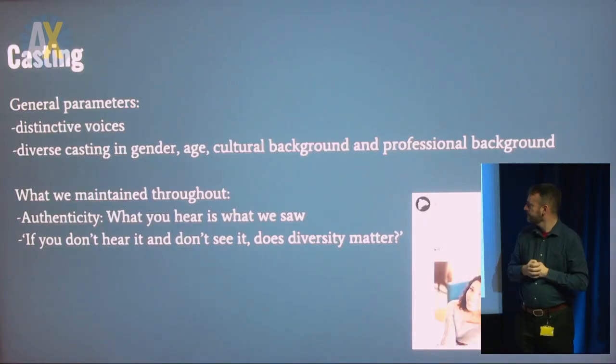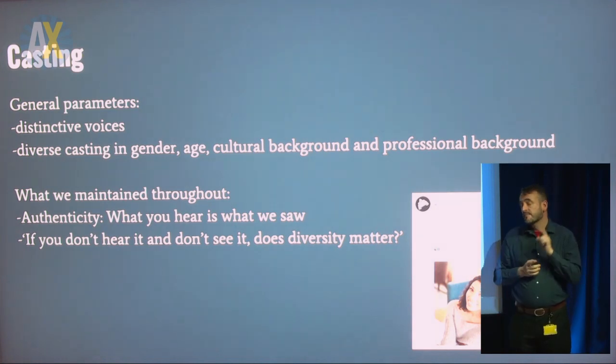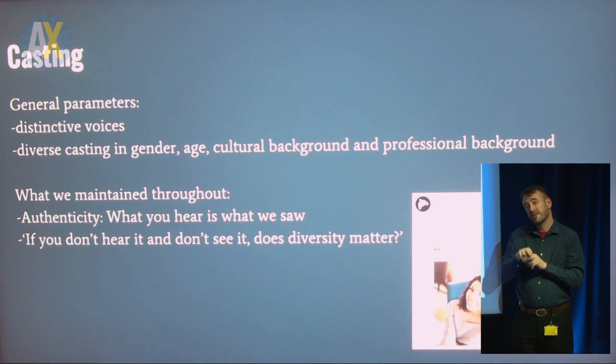This is radio, it needs to be authentic, and apart from how it's authentic for the player, it's also important for us to do that. So that's something that we maintained. And the other thing is, if you don't hear it and don't see it, does diversity matter? I've put it here as a question because that was a question that we got.